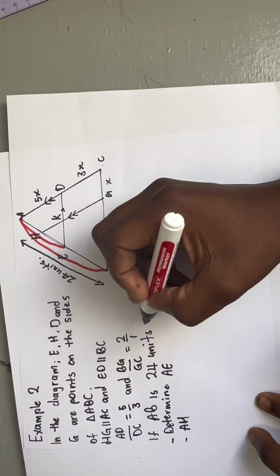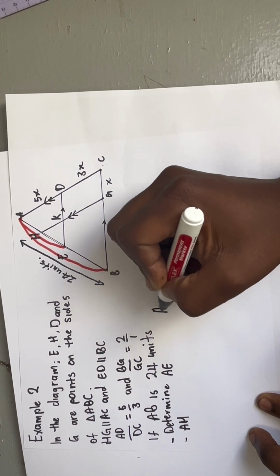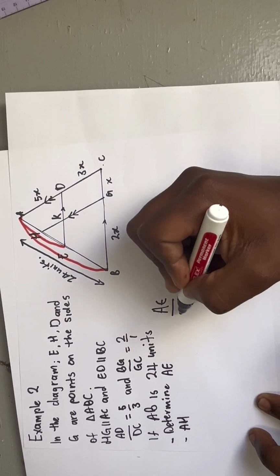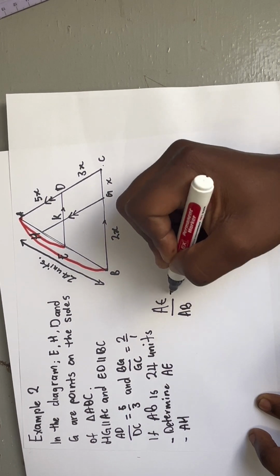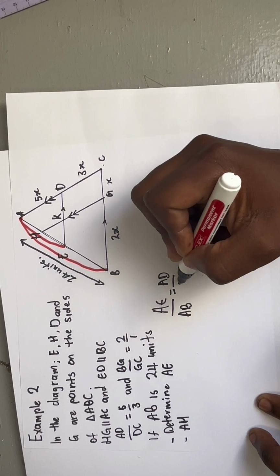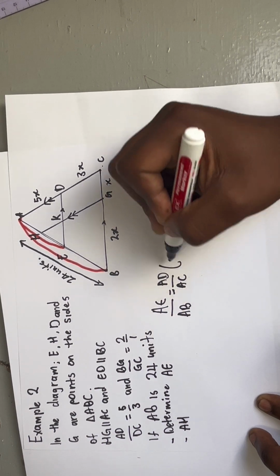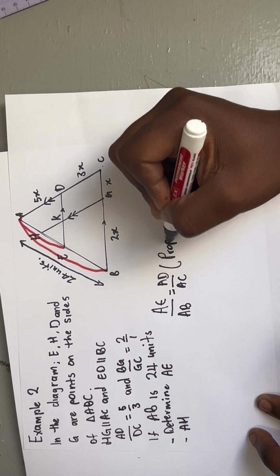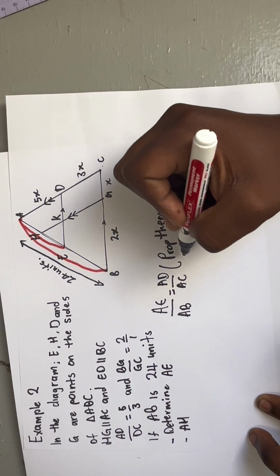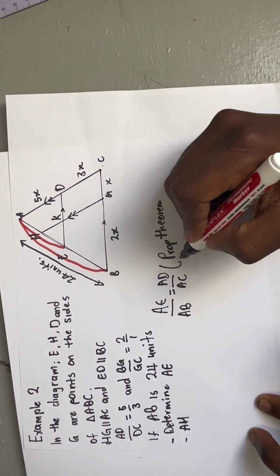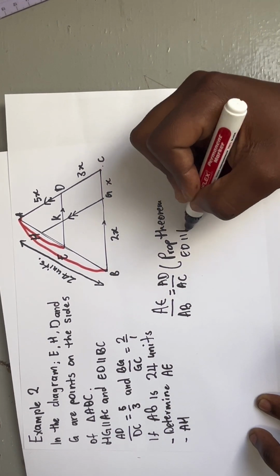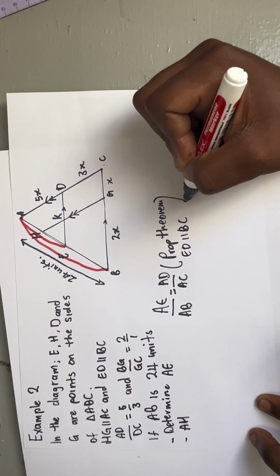I'm going to say, okay, AE over AP is going to be equal to AD over your AC. And what is going to be the reason there? It's going to be the proportionality theorem. Why is it the proportionality theorem? Because I was already given that my ED is parallel to my BC. So this is the reason why I'm concluding.